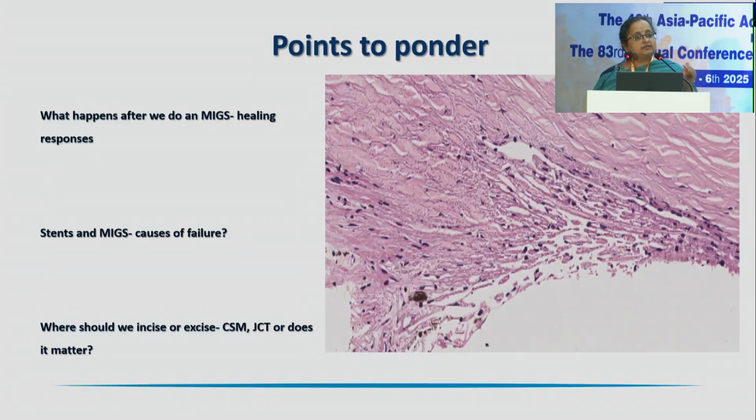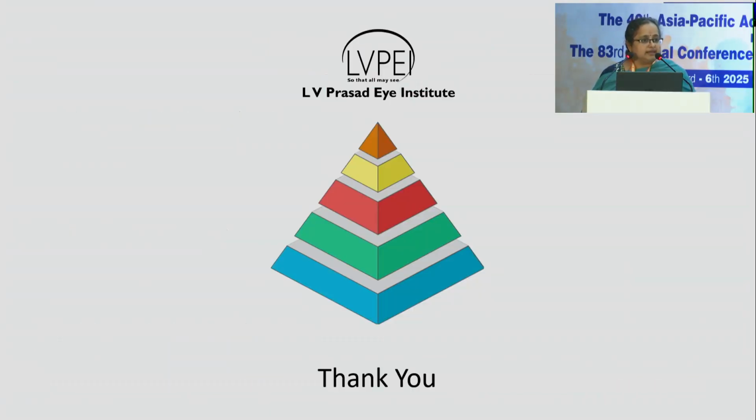You are only incising part of the corneoscleral meshwork while the JCT is still there. So these are things that really matter: if you make an anterior incision close to Schwalbe's line and remove the JCT also, does it really matter as far as the IOP control is concerned? These are points to ponder. As far as the anatomy is concerned, we would like to go into the second session.